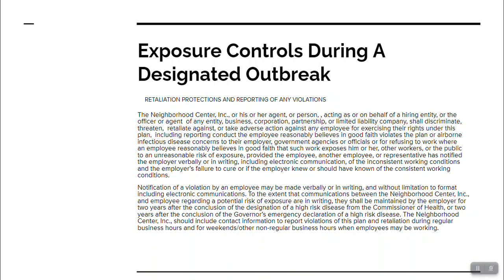This concludes the training of the infectious disease control plan, and additional trainings regarding said topics will be forthcoming.